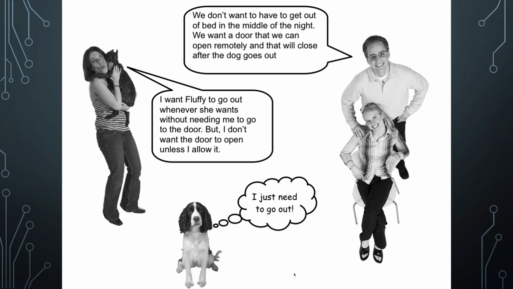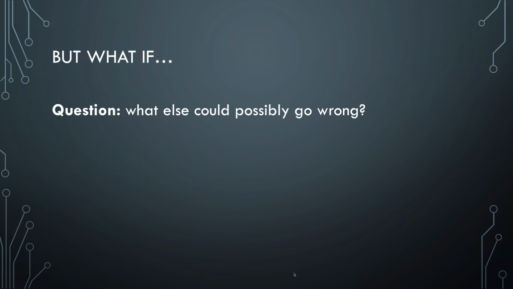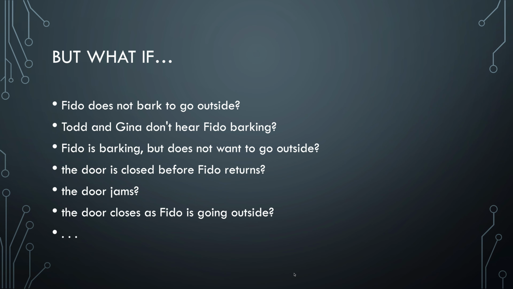So when you continue asking questions, you find out that there's much more to this simple dog door remote problem. And perhaps there are other things that go wrong that the customers didn't even mention. For example, what if the dog barks but doesn't want to go outside? Or the door jams, or the door closes while the dog walks through it. Ouch! Back to the drawing board.